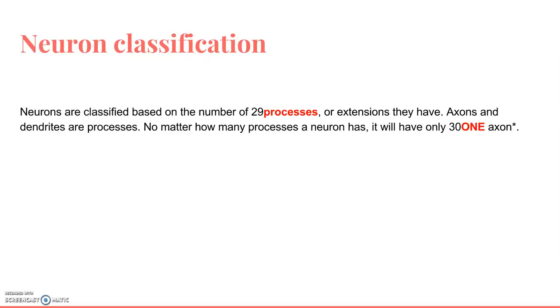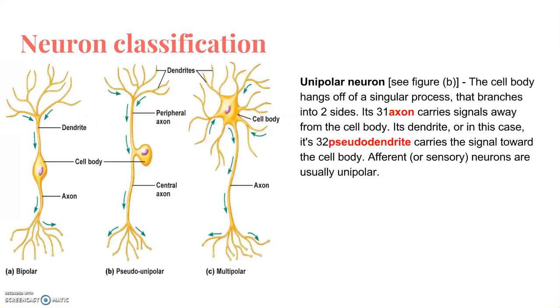All right, so neurons are classified based on the number of processes or extensions that they have. Axons and dendrites are those processes. They're the things that kind of hang off of the cell body. No matter how many processes a single neuron has, it will only have one axon. So there's 3 different types here in this classification of the number of processes. The first one is unipolar.